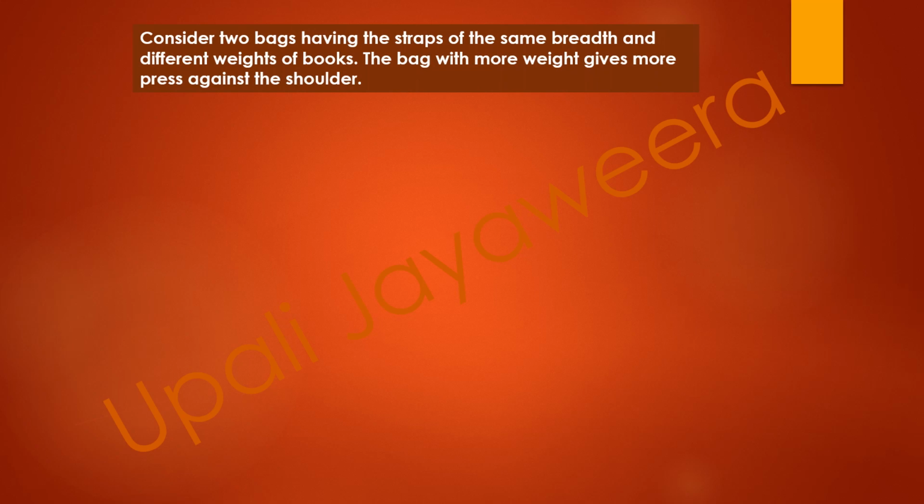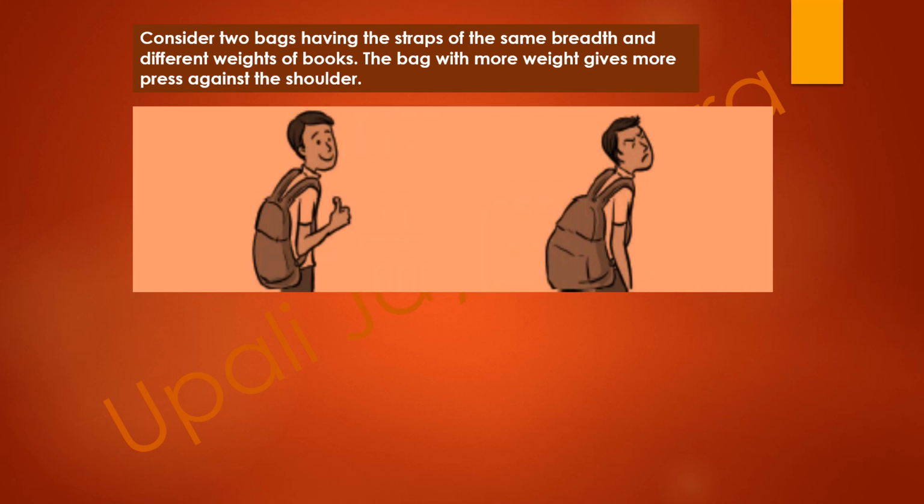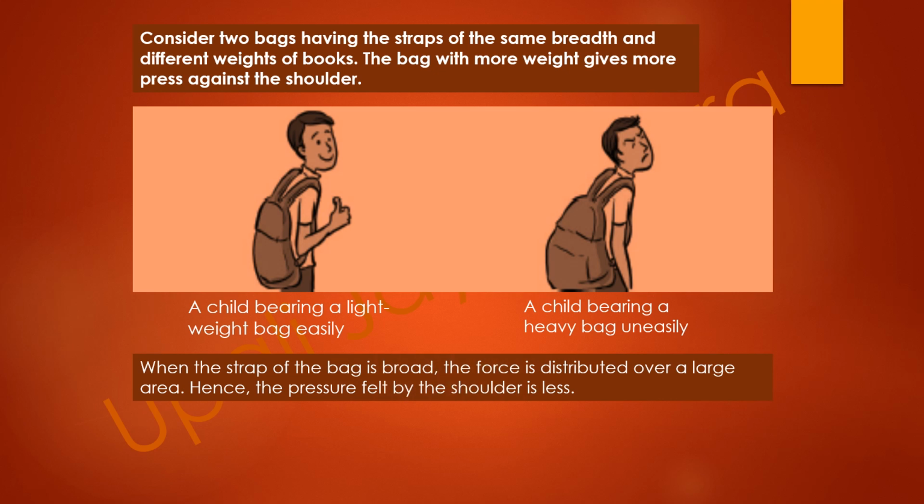Now consider two bags having straps of the same breadth and different weights of books. The bag with more weight gives more pressure against the shoulder. Refer to the diagram. A child bearing a lightweight bag easily. A child bearing a heavy bag uneasily. When the strap of the bag is broad, the force is distributed over a large area. Hence, the pressure felt by the shoulder is less.